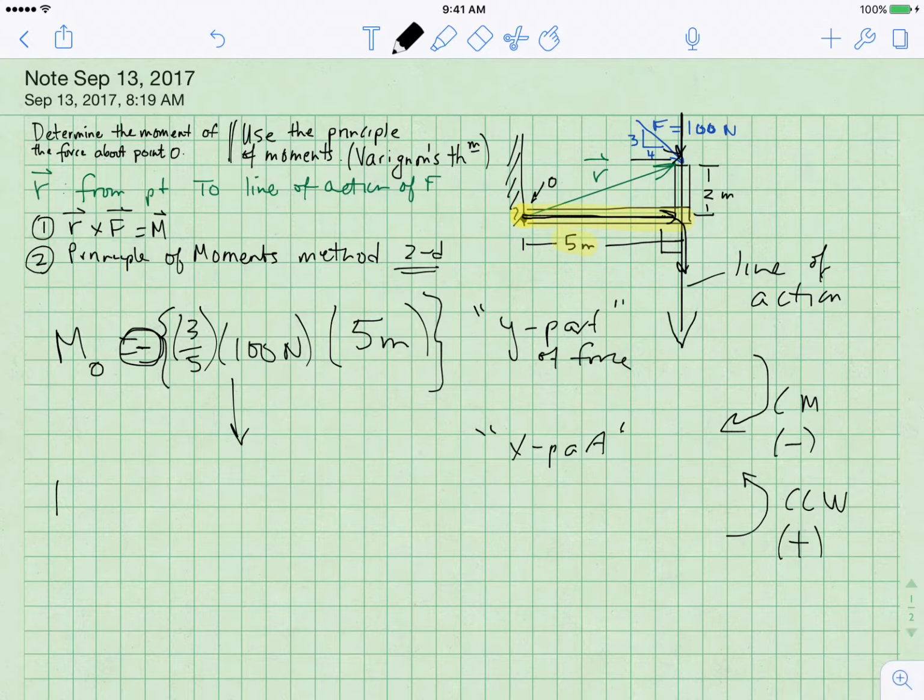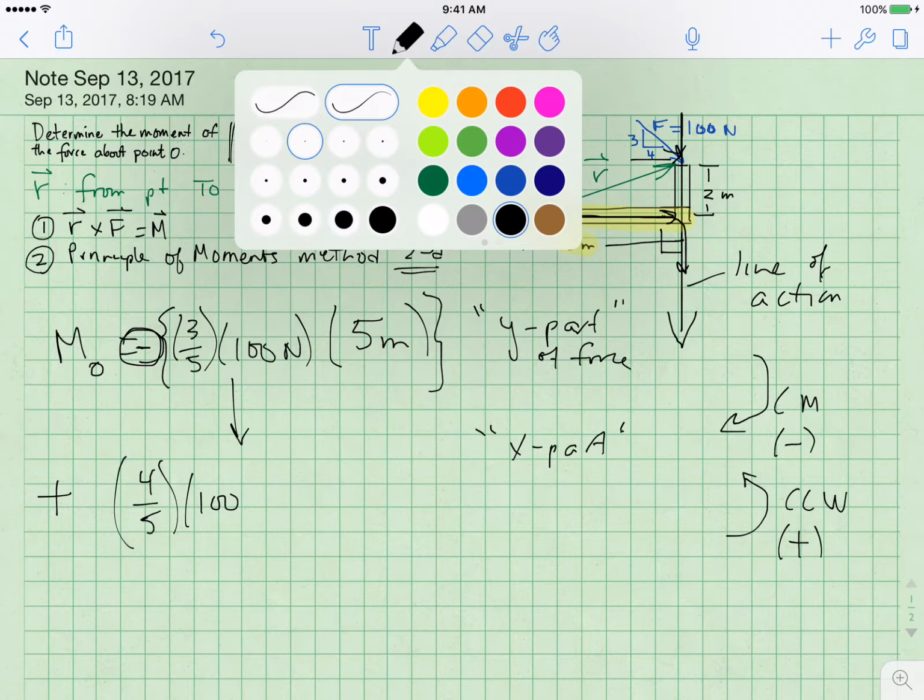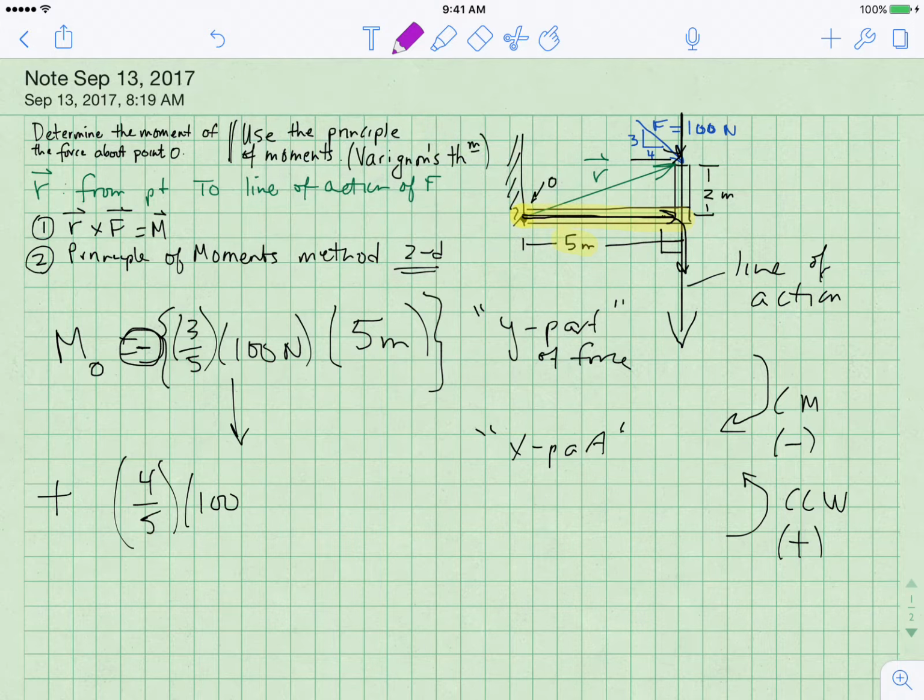All right, so we're going to have to add to it the x part of the force. So the x part is 4/5 times 100. And so now let's return to our figure. We're now thinking about the x part of the force. So let's try to find a nice peculiar color so you can pick this out. We've switched to bright purple. So the x part of this force is right there.